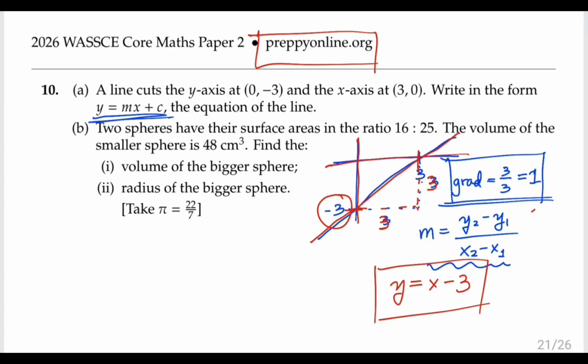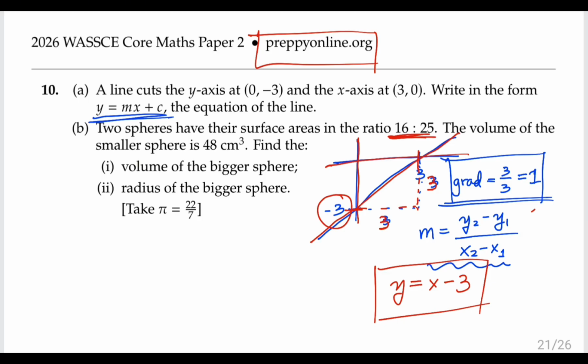So 10b, we have two spheres that have their surface areas in the ratio 16:25. And the volume of the smaller sphere is 48 cubic centimeters. Now we're supposed to find the volume of the bigger sphere as well as the radius of the bigger sphere.